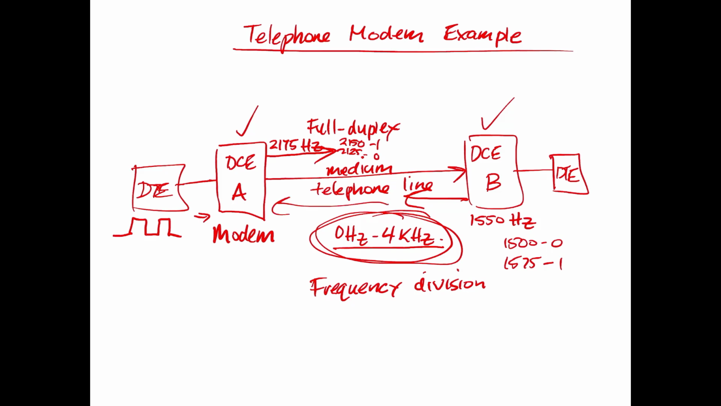And in that way, with those tones on the line, the detection of a 2100 frequency is being detected by B, and a detection of a 1500 frequency is being detected by DCE A in order to retrieve the data. And that's the way you can have full duplex communications over a single channel. In the example of a telephone modem, that corresponds to its frequency division.